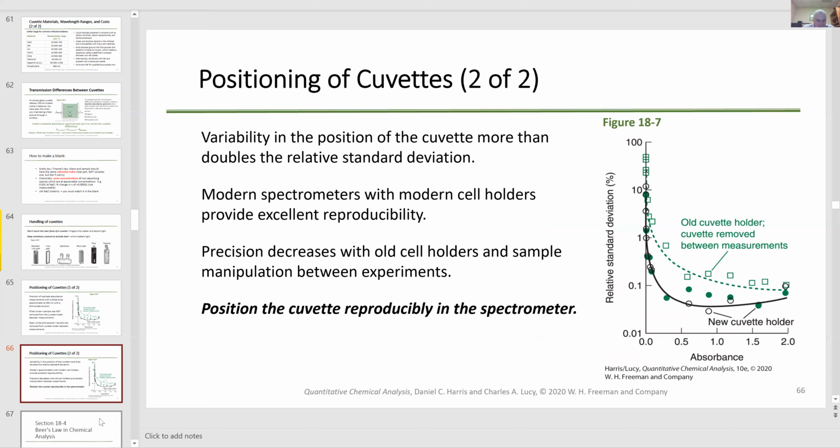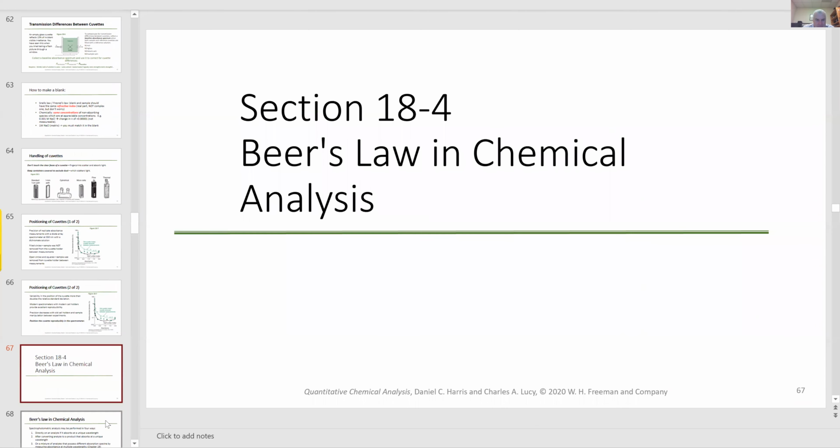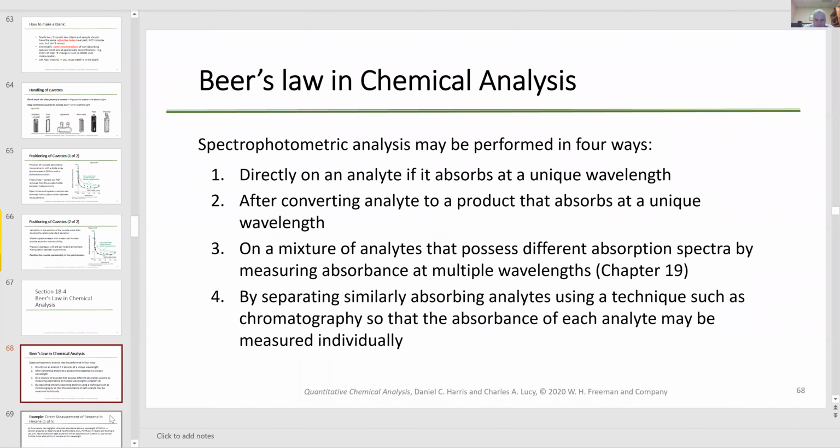Okay, so position the cuvette reproducibly. Yeah, good. So, oh God, this is so complex.